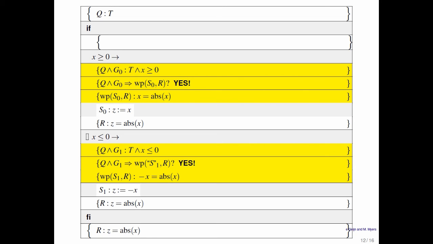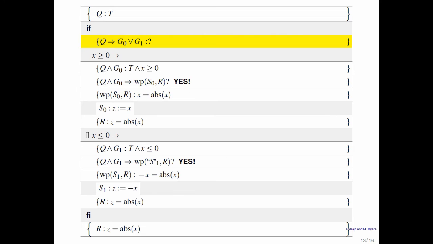The one thing we forgot to check was whether Q implies that one of the guards is true, and the fact is we probably should have done that first. So we asked that question here at the top. And that's a matter of asking whether true implies that x is greater than or equal to 0 or x is less than or equal to 0, and from algebra you know that that's true as well.